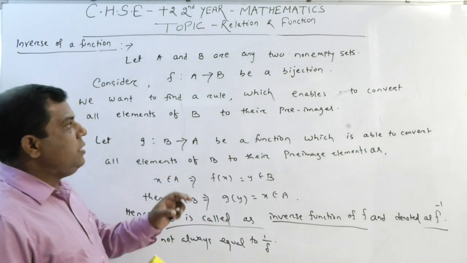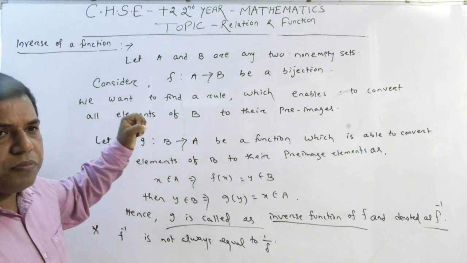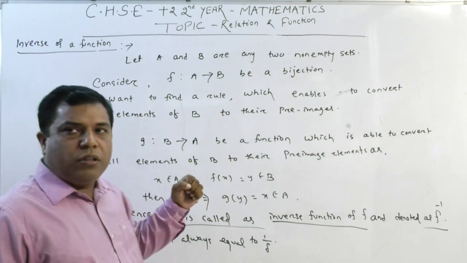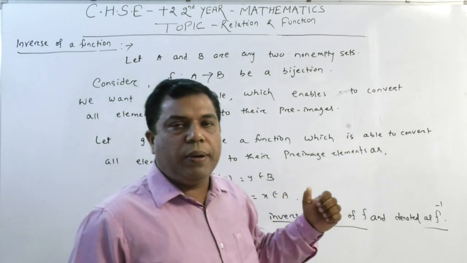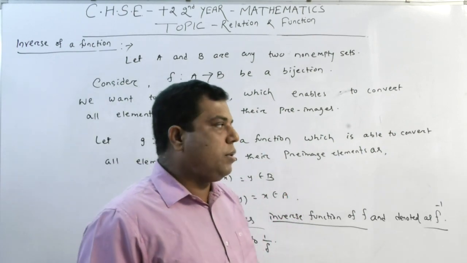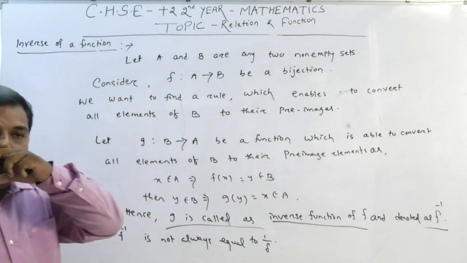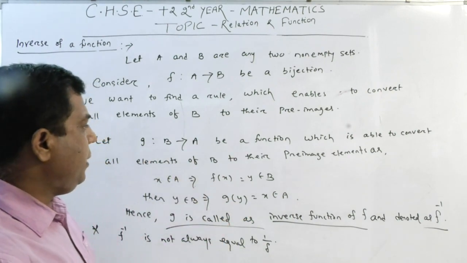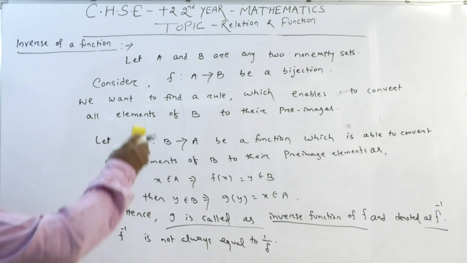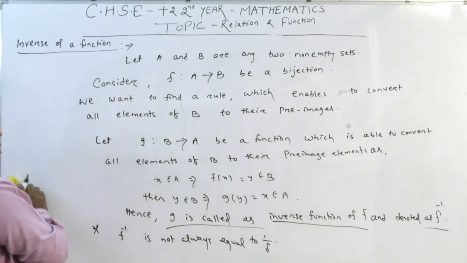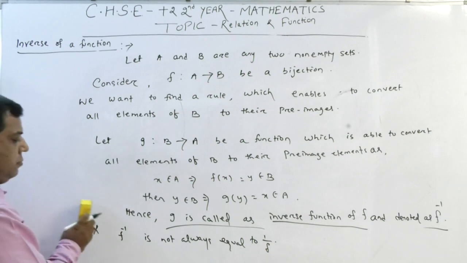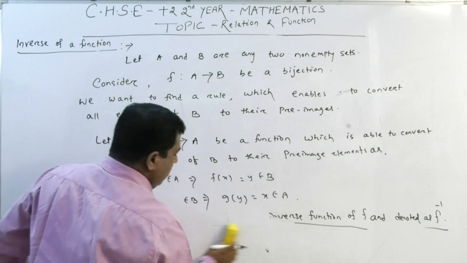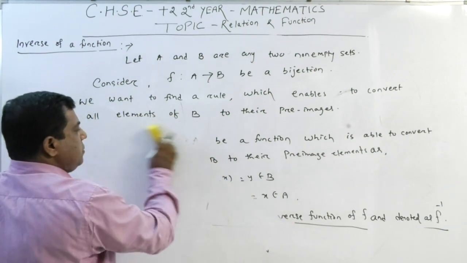So this is the definition of the inverse function. Now we are going to go for the rule to find the inverse of a function with some examples. Please make a note of it. Then we will proceed for the working rule. So this is the definition of the inverse function, and later on we will go for the properties.